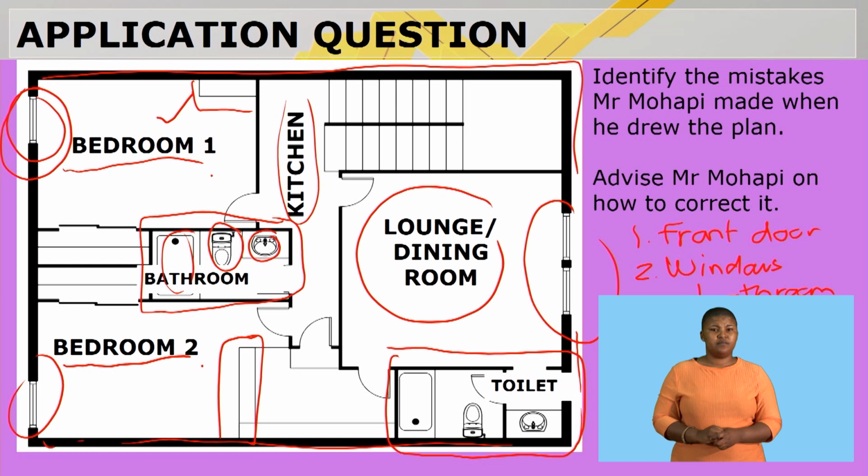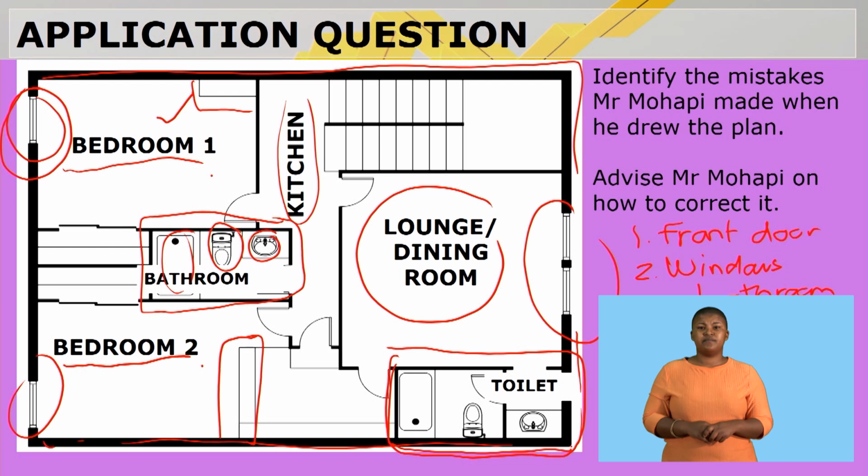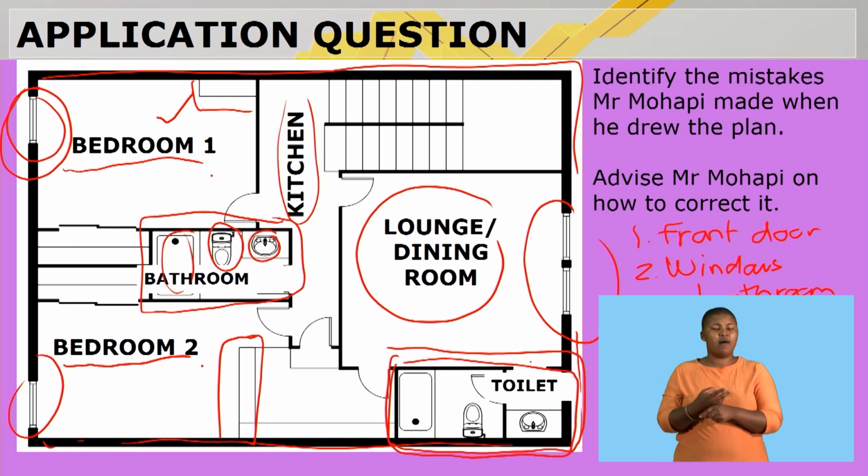And then let's look at the other bathroom. Again, there are no windows. That will be the door. Okay, so again, windows in the bathroom, in the second bathroom as well.